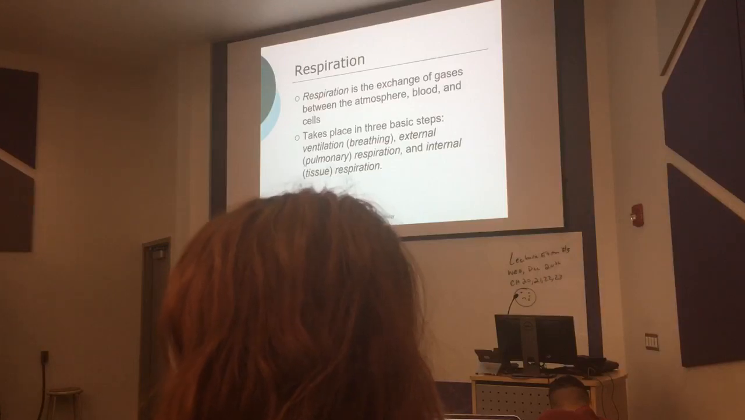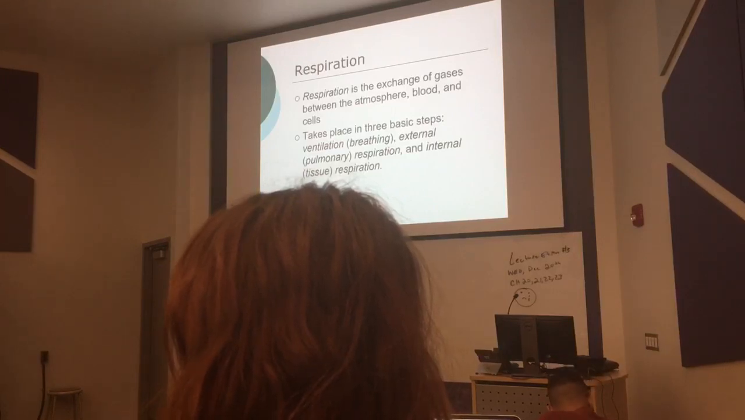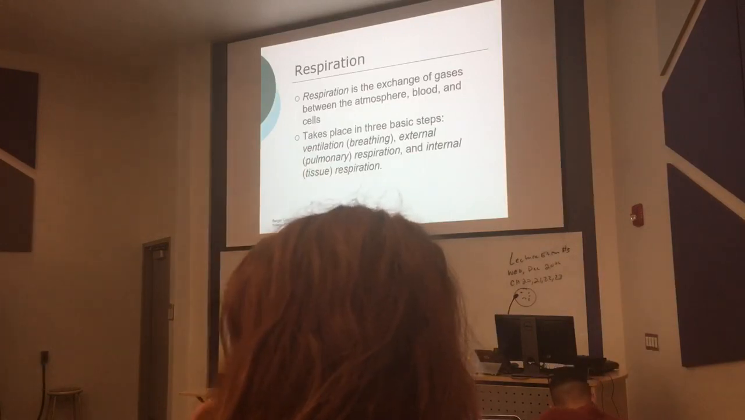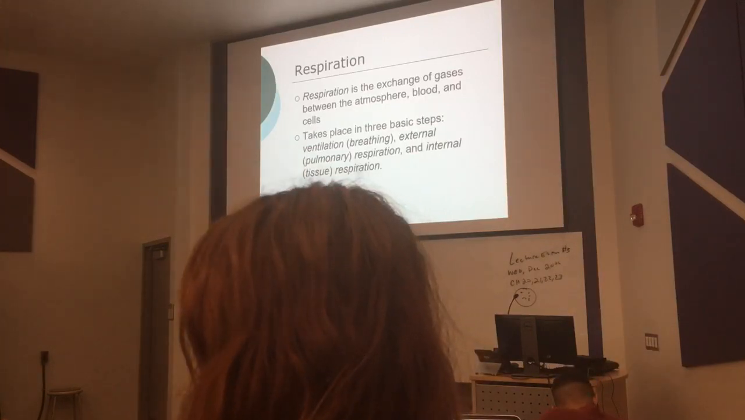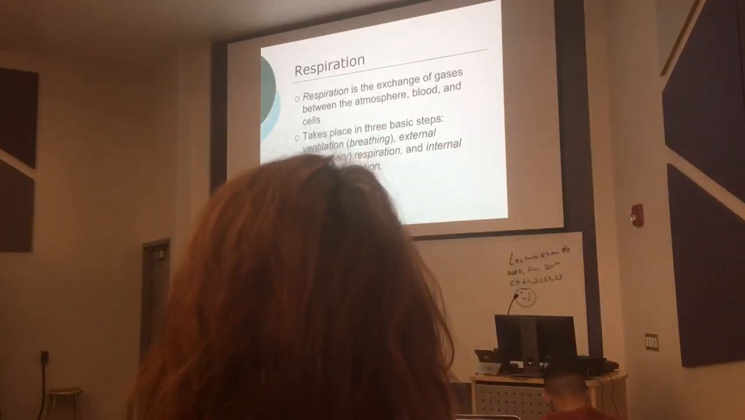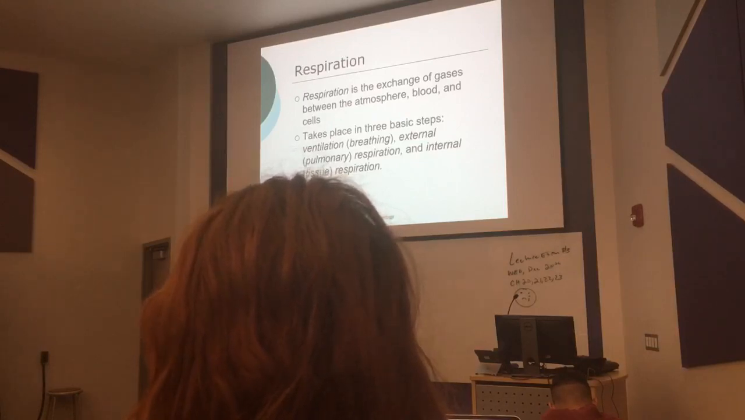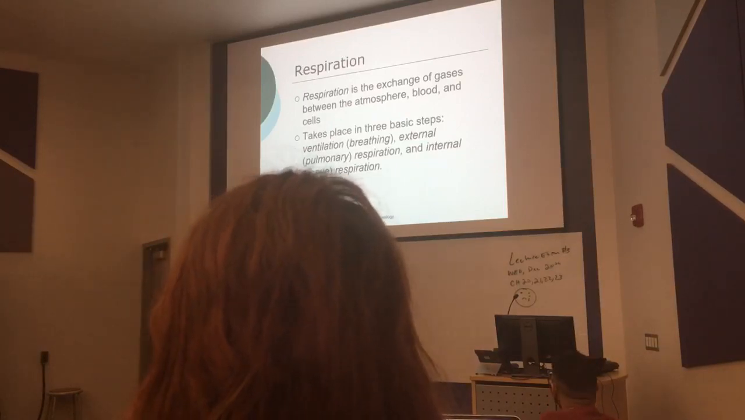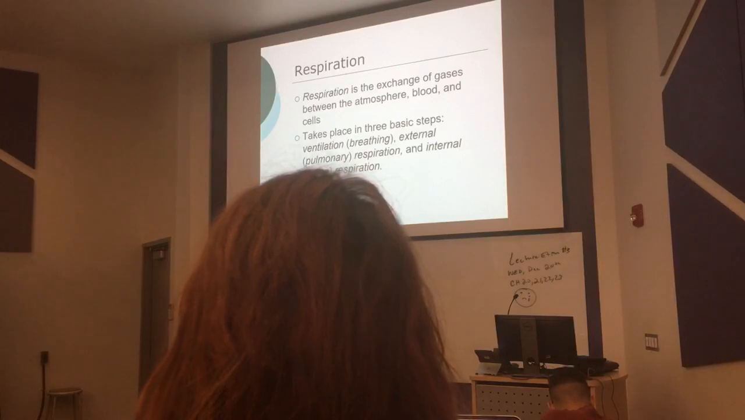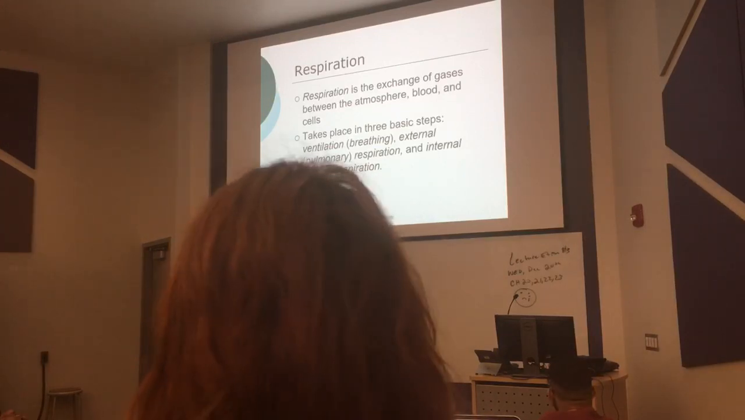So, 3 steps. Ventilation is actually breathing. So the lungs do nothing for ventilation. It's the muscles: your diaphragm, intercostal muscles, scalene muscles, pectoralis minor, sternocleidomastoid muscles, and abdominal muscles. Pulmonary respiration is when the air gets into the lungs, all the oxygen diffuses out into the blood, and as that happens, all the CO2 is coming out of the blood and going into the lungs.